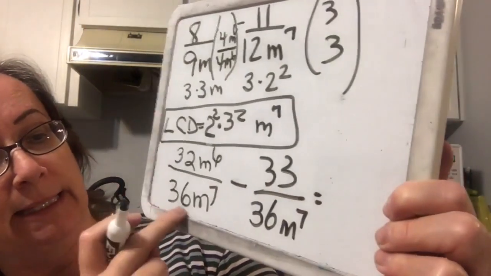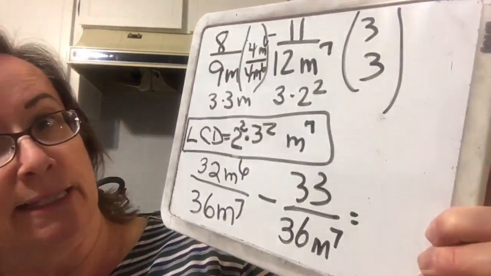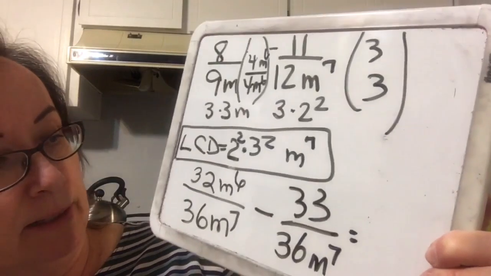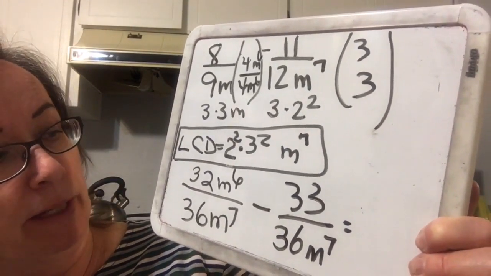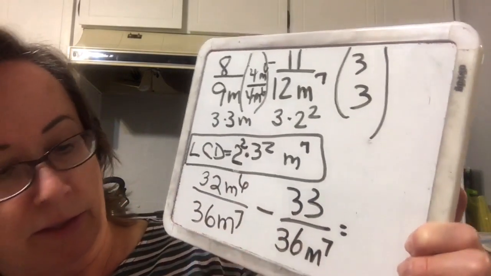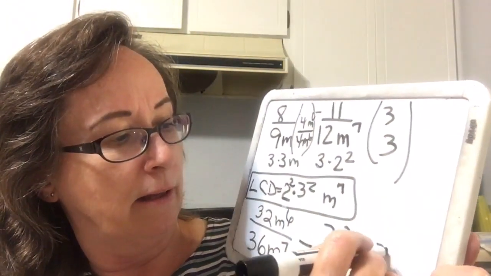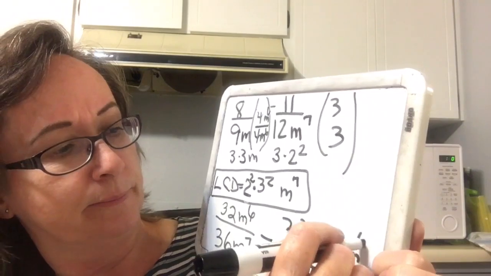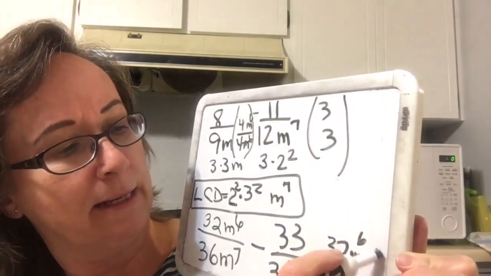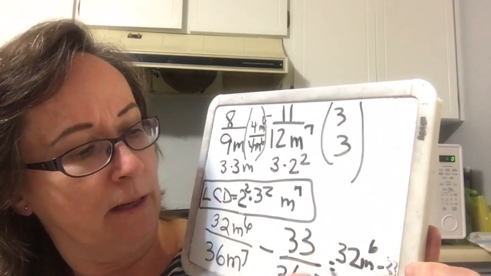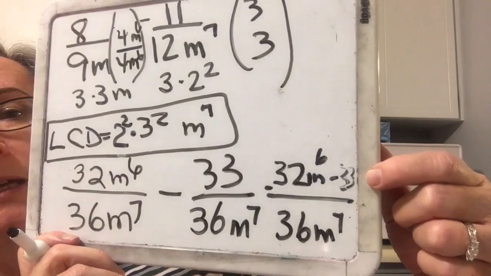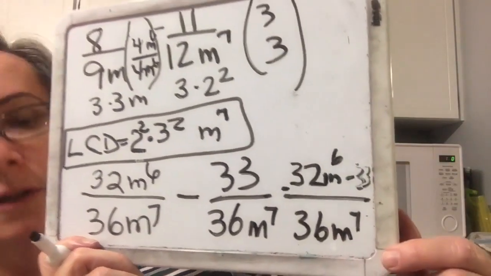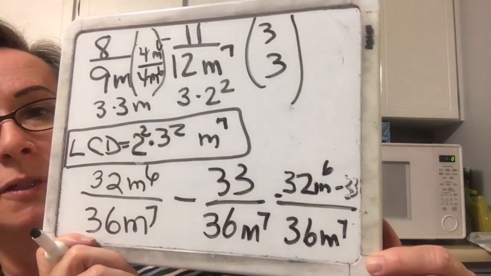Okay, and like I said, usually I'll just put LCD instead of take the time to write that down there. So my answer is going to be 32 m to the 6th minus 33, all over here. And again, I'm running out of board. All over 36 m to the 7. So 32 m to the 6 minus 33 over 36 m to the 7.